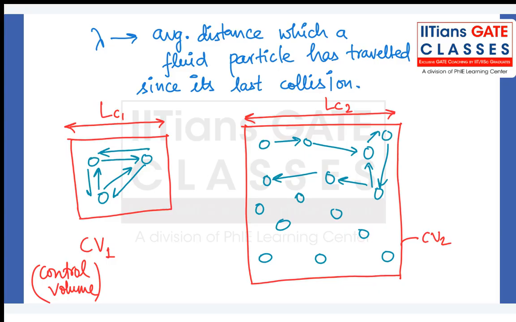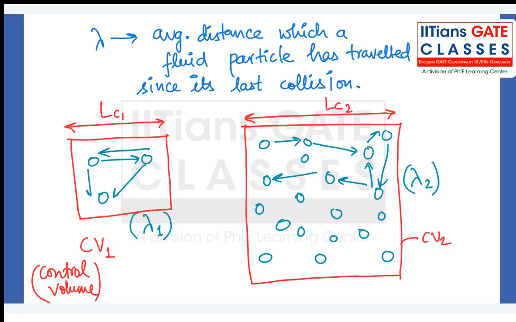Right? So just tell me one thing. In first container, this particle is traveling some distance before the collision. Let us say that distance is lambda 1. In second case, the number of particles is very closely packed. The number of particles is more. Here also, the particles are traveling some distance before colliding with another particle, and that distance is called as lambda 2.